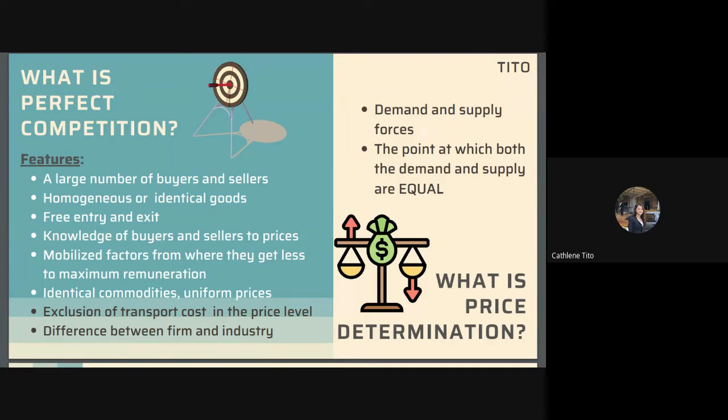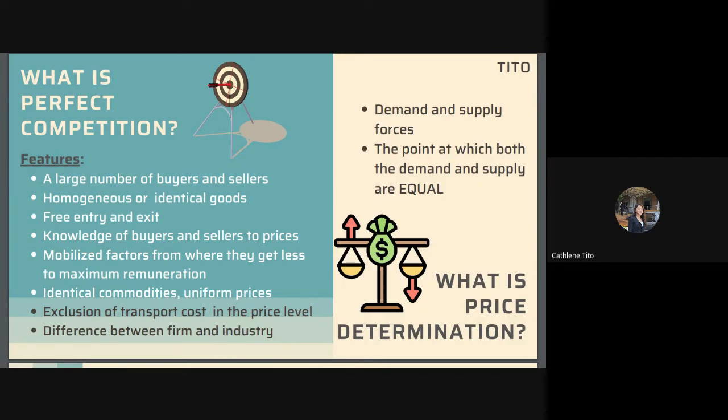Third, free entry and exit. This obviously means that firms are not restricted from entering or leaving the industry. So new firms can enter the market or old firms can exit without any barriers. Fourth, knowledge of buyers and sellers to prices, or the perfect dissemination of information. This means that the cost, price, and product quality information are known by all buyers and all sellers. The fifth feature is that factors must be mobilized from those places where they are getting less remuneration to those places where they will get maximum remuneration.